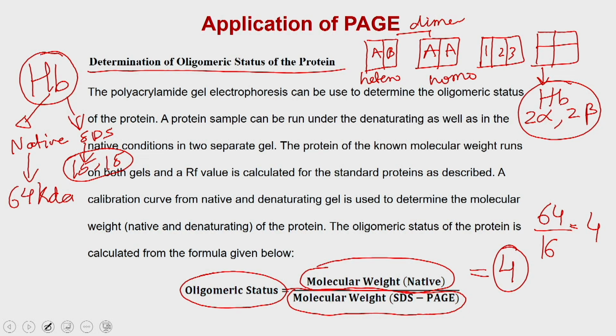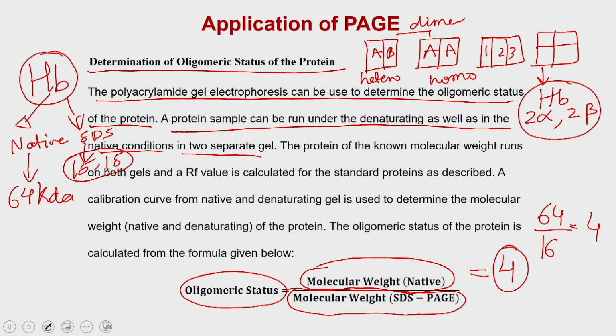For a protein, when you are determining the oligomeric status, polyacrylamide gel electrophoresis can be used. A protein sample can be run under denaturing as well as native conditions in 2 separate gels. The protein of known molecular weight runs on both gels, and the Rf value is calculated for the standard protein as we discussed in the previous slide.